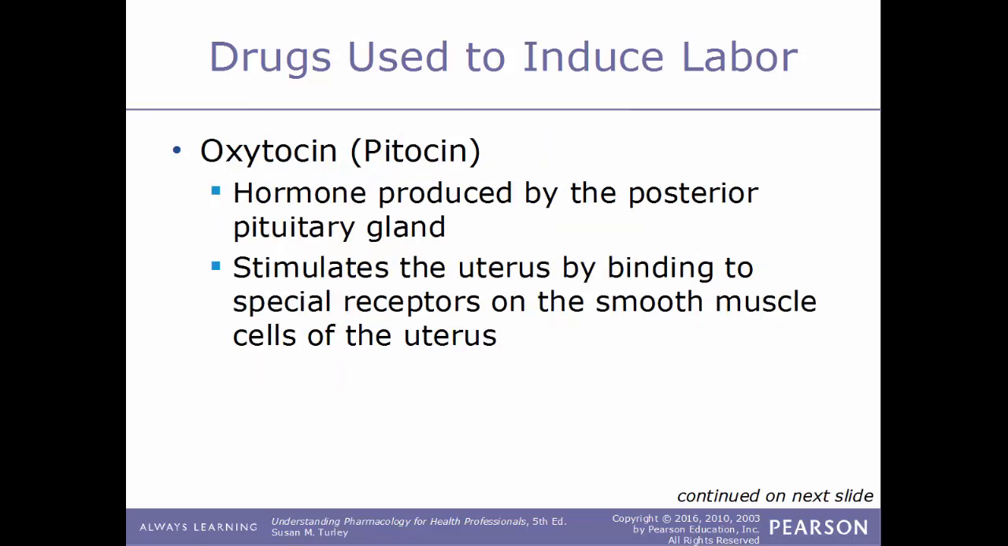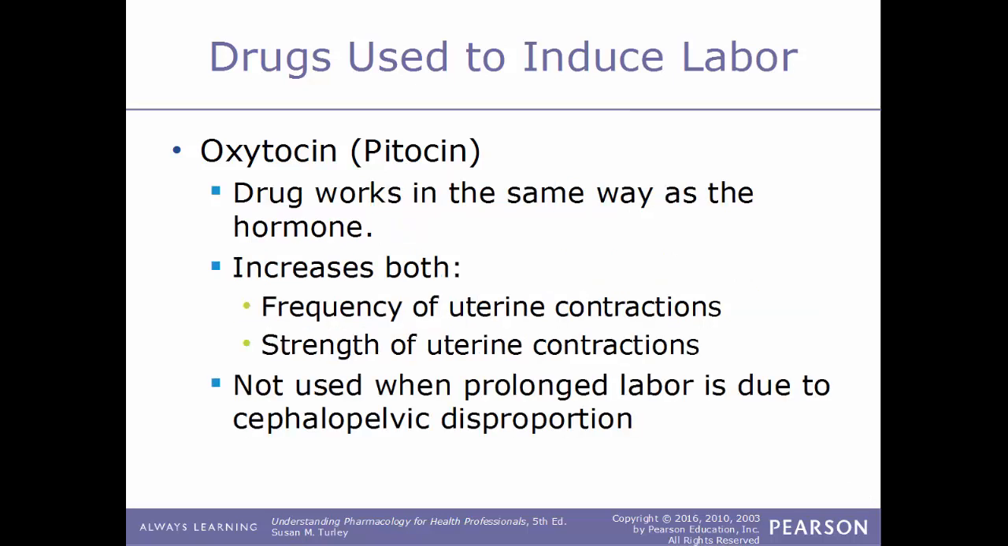The hormone that is naturally produced and released by the posterior lobe of the pituitary gland is oxytocin. It's also known by its trade name, Pitocin, and this will act by stimulating the uterus by binding to special receptors on the smooth muscle cells of the uterus. So this is a synthetic version of the naturally occurring hormone, oxytocin. Now, the drug works the same way as the naturally occurring hormone would. It increases both the frequency of the contractions and also the strength of the contractions. Now, this drug is not used when prolonged labor is because of cephalopelvic disproportion, where the baby's head or body is too large to fit through the pelvis.